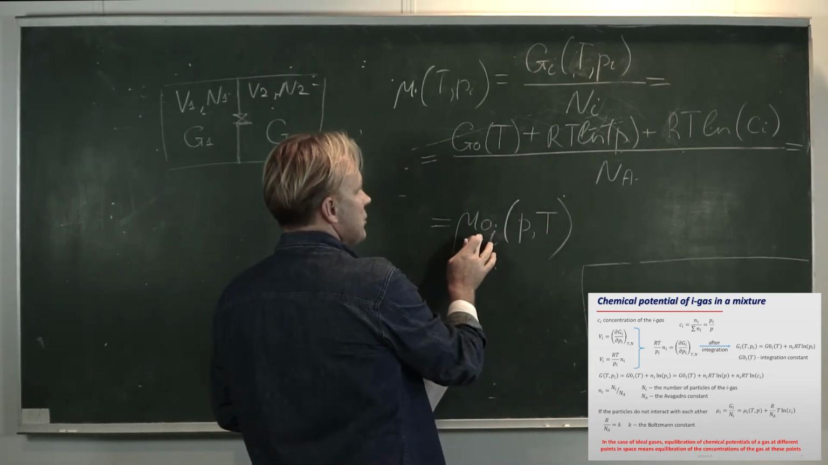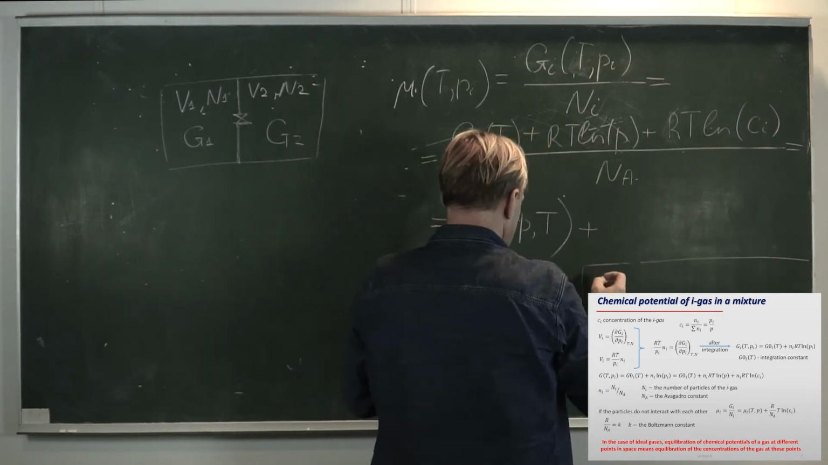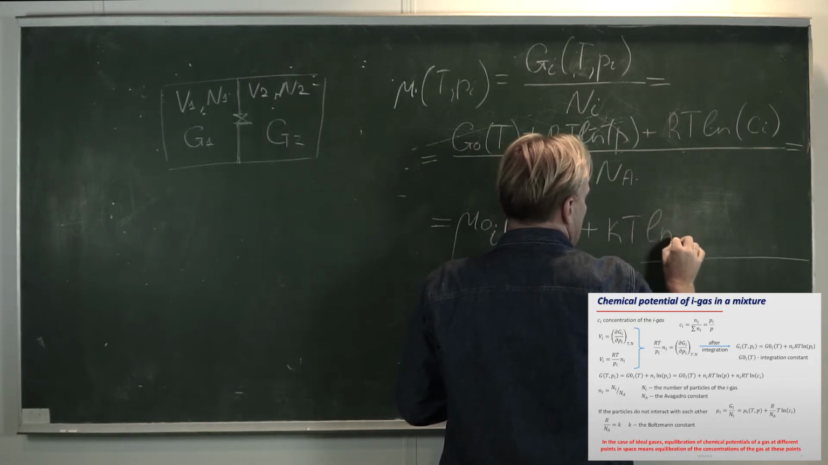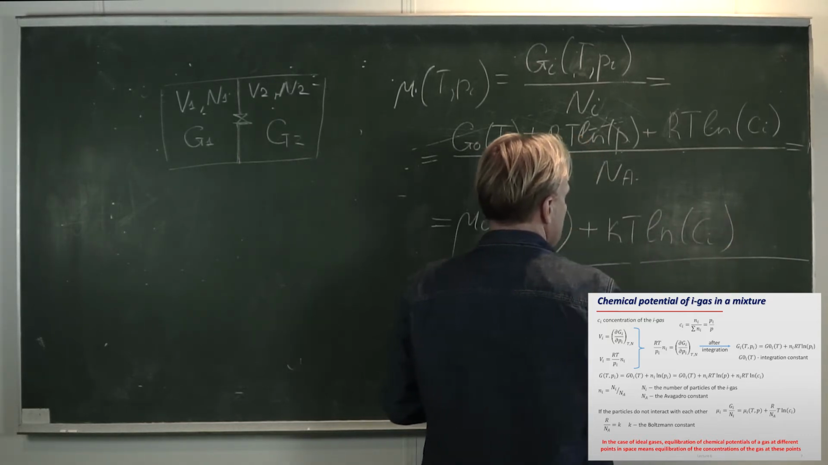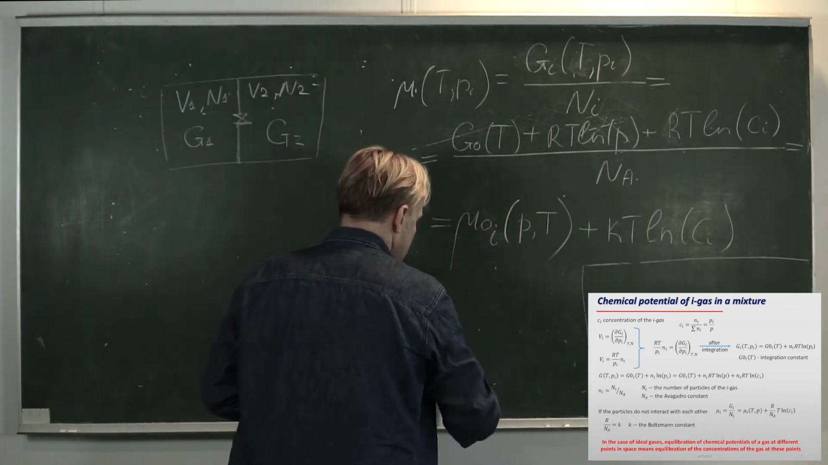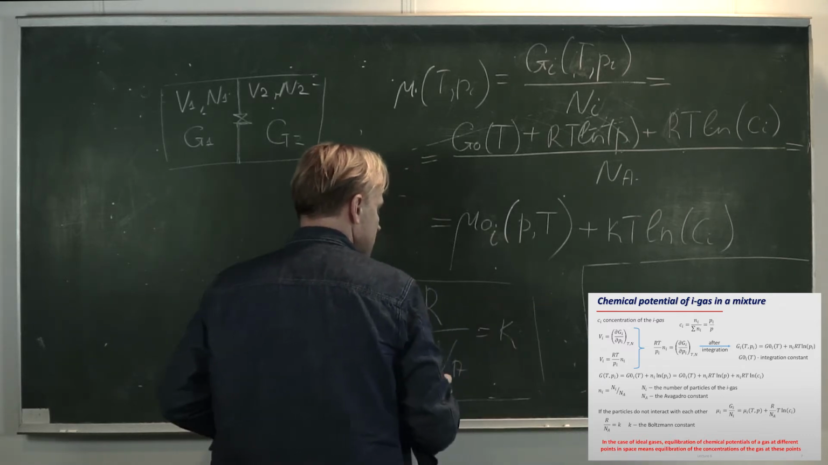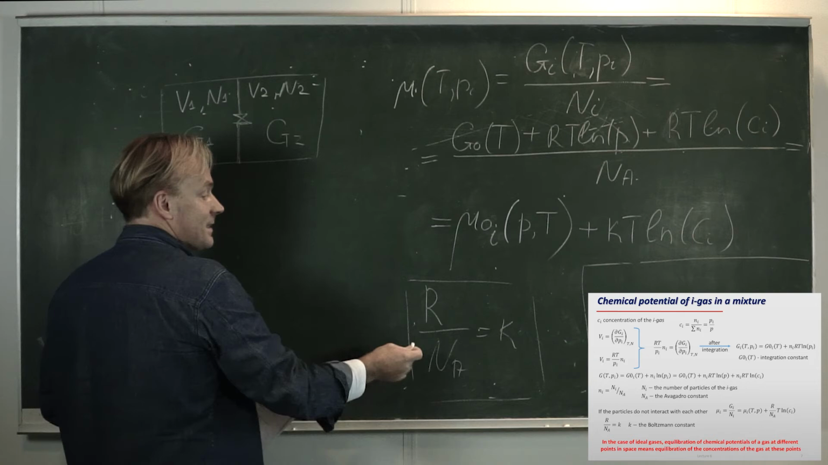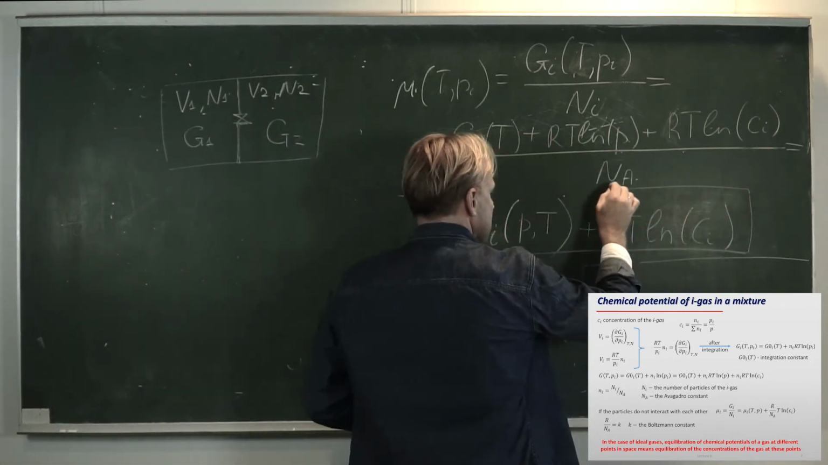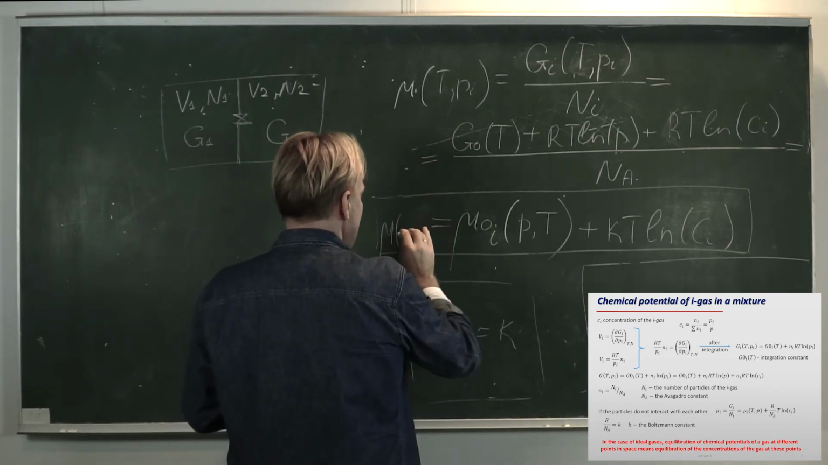a part of the chemical potential that will depend on temperature and total pressure, plus a part that will depend on the concentration of the gas, where instead of constant R, I have a new constant, which is called the Boltzmann constant. As you know, this Boltzmann constant is the universal gas constant divided by the Avogadro constant. So this is the expression for the chemical potential of an ideal gas in a mixture of gases.